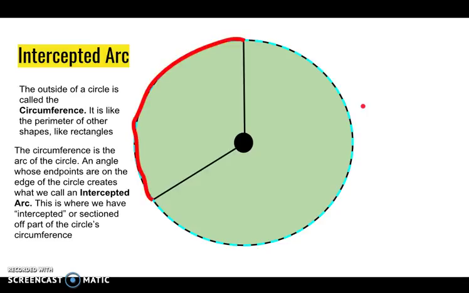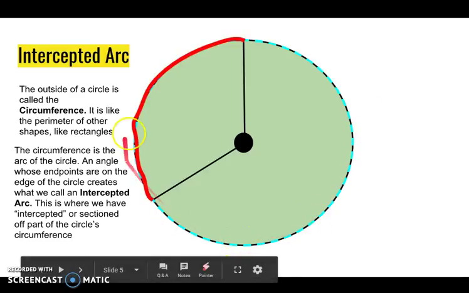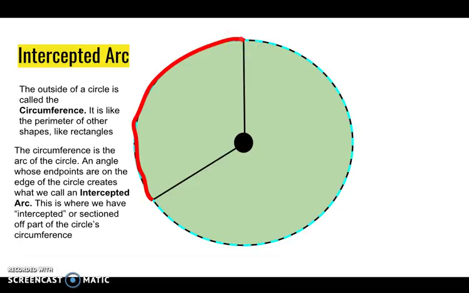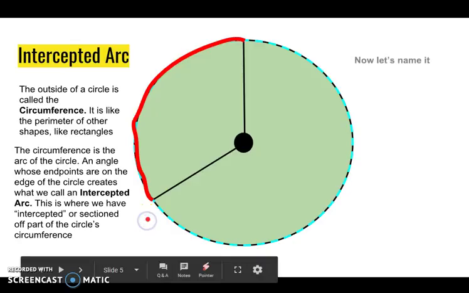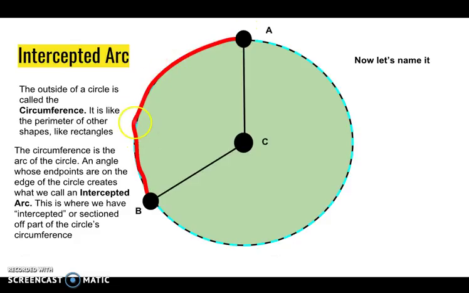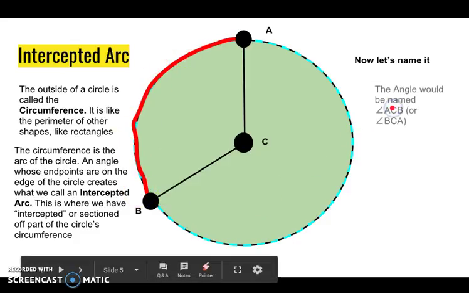So the circumference of the circle is like the circle's entire arc. If we put an angle here, we have intercepted or hit that arc. So an intercepted arc is just when I create an angle and it cuts into this full arc, or circumference, of the circle. That red line right there is an intercepted arc. And then we're going to talk about how to name it.